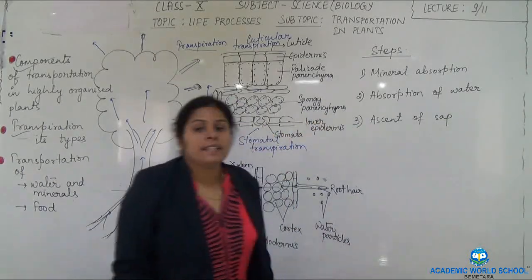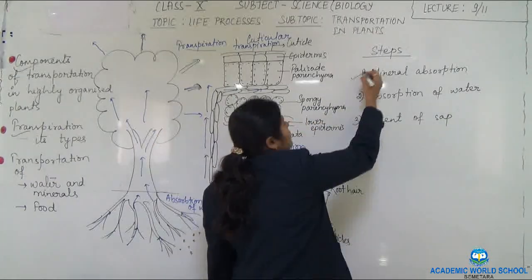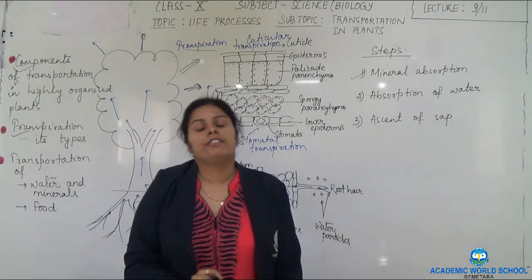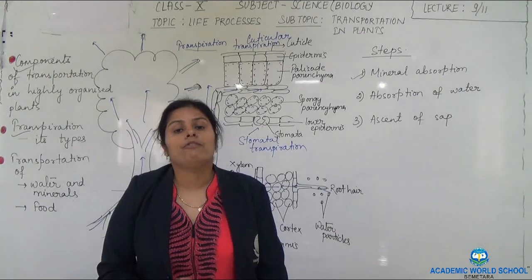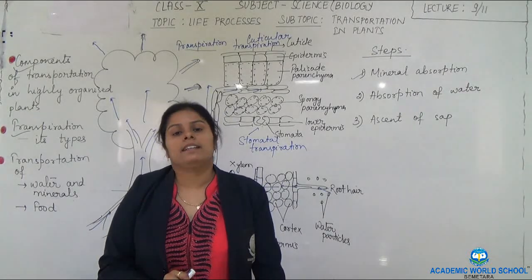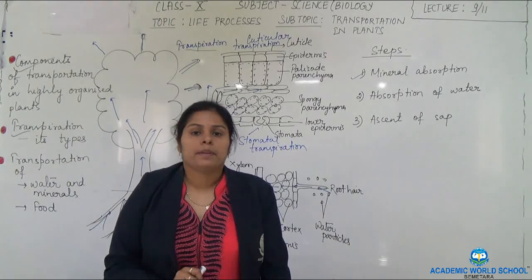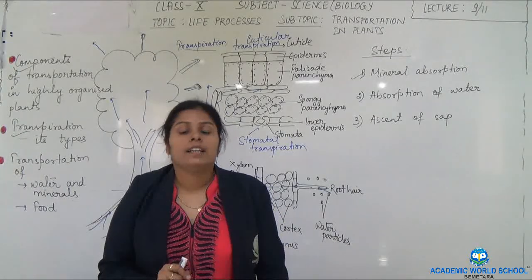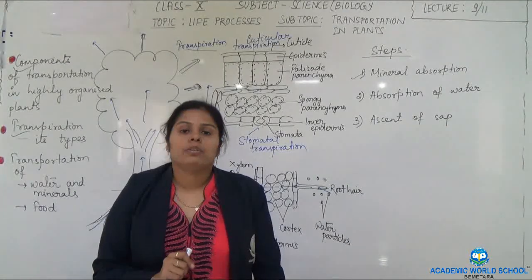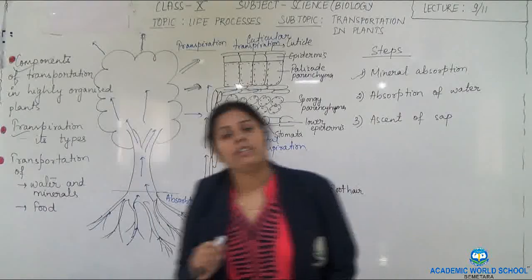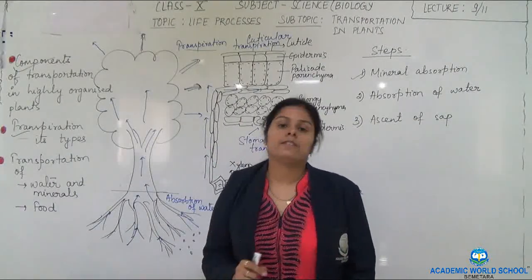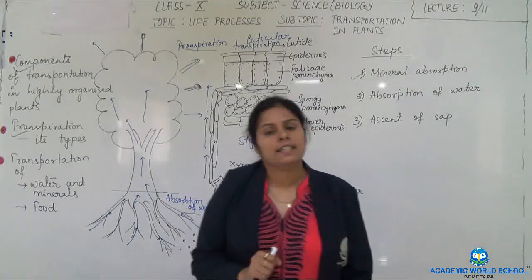We will go stepwise. To begin with, we understand what mineral absorption is. We know that plants require minerals for various metabolic processes. From where do the plants get these minerals? These minerals are present in the soil. So these minerals along with the water will enter into the root hairs in the root. Now, why are these minerals going to enter? To understand it, first you have to recap the process of osmosis which we read in class 9th.